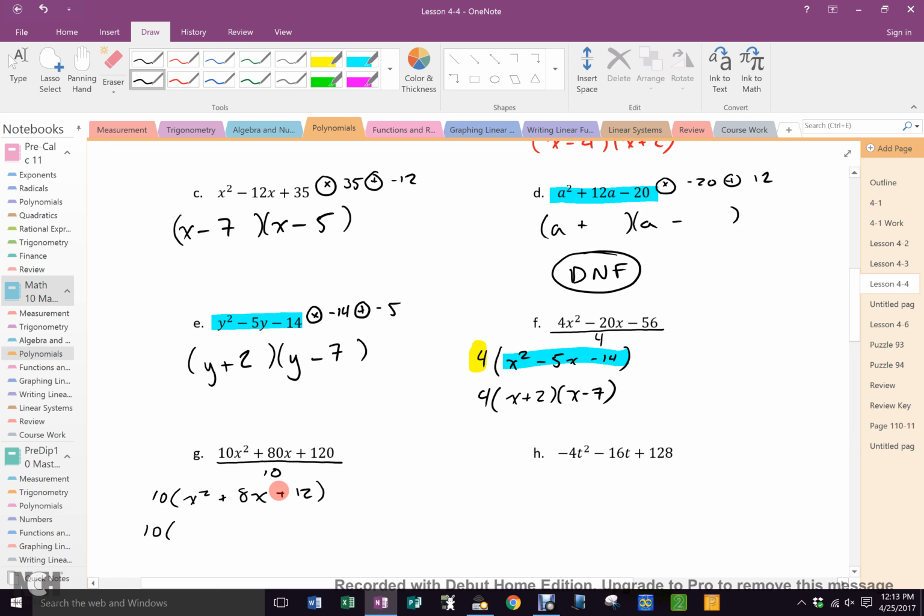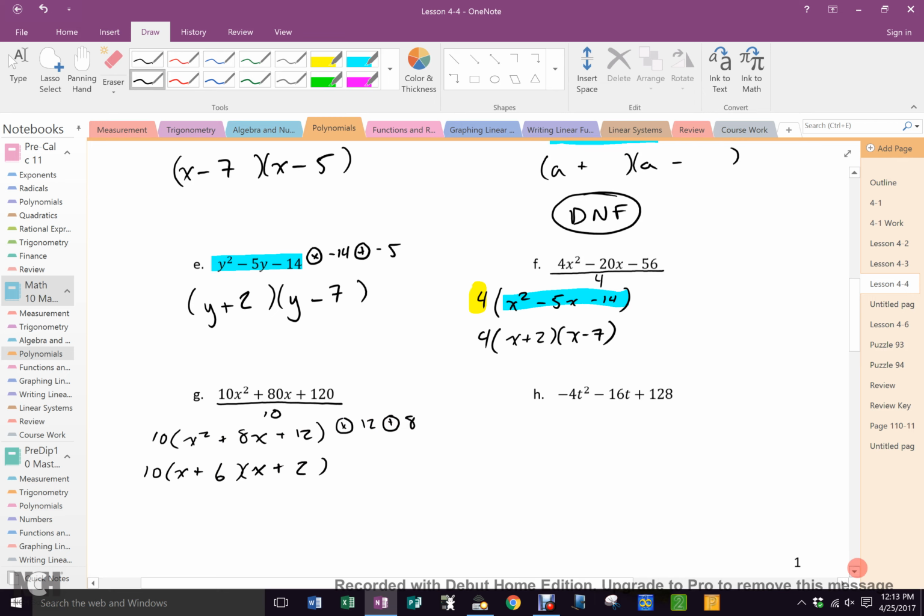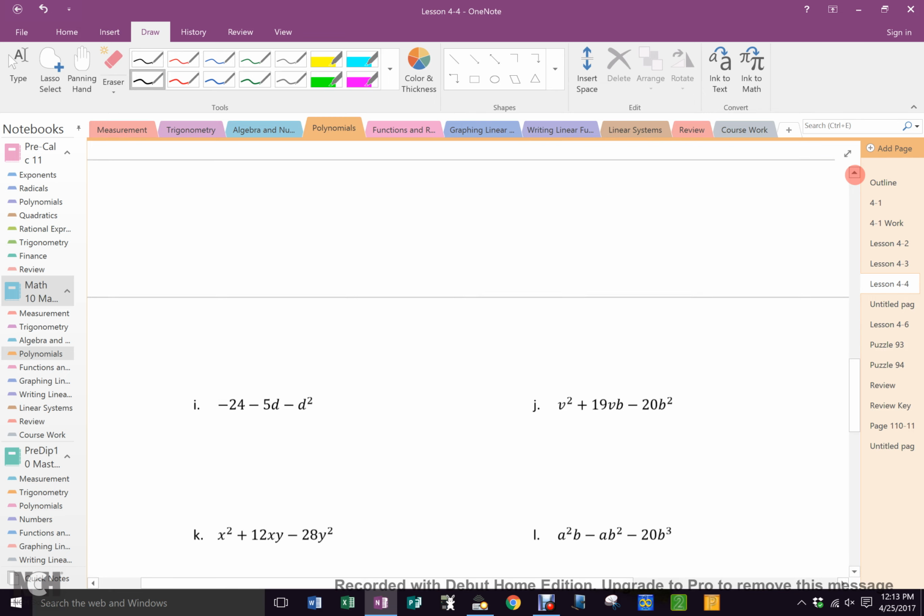What would it look like if I could factor it? What would be the first term? X and x. What would be the signs? Plus and plus, because everything here is positive. And now I need to multiply to what? 12 and add to what? What is it? 6 and 2, and I'm done. Everybody good?